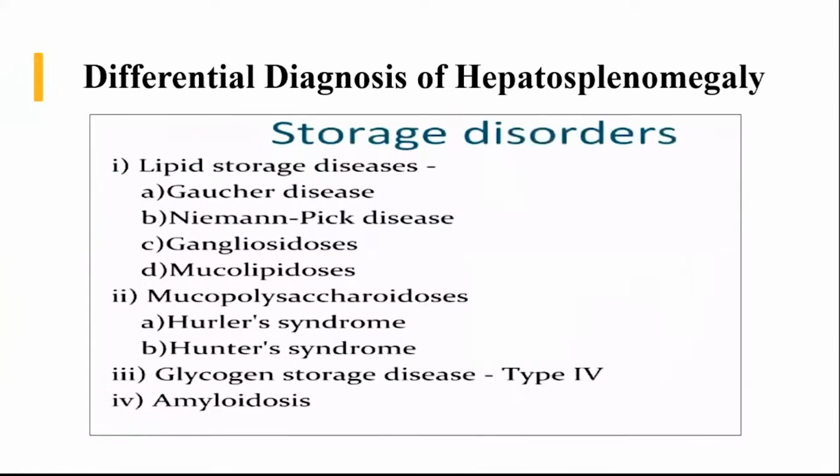So these are the most common important storage diseases we have to think about when we see a patient with hepatosplenomegaly. From a metabolic genetic point of view, we have the lipid storage diseases. The most important are Gaucher disease and Niemann-Pick disease, gangliosidosis, mucolipidosis. We have another category which is called mucopolysaccharidosis. Hurler and Hunter are mucopolysaccharidosis type 1 and 2. We have glycogen storage disease, mainly type 4, and we have amyloidosis.